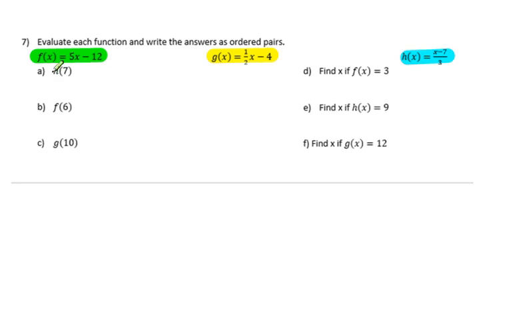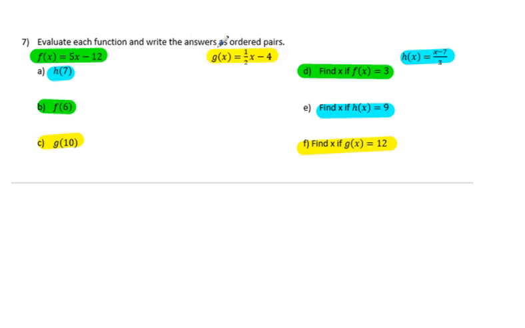So this is h of x. I'm going to use the last function. Are there any other h's? Here's f of x. Here's another h of x. I'm going to find x if h of x is 9. That one's a little different. And are there any g of x's here? Yes, I'm going to use g of x for c, and I'm going to use g of x for f. And finally, the f of x, I'm going to use it for b, and I'm going to use it for d. Okay, so let's start with number 7.